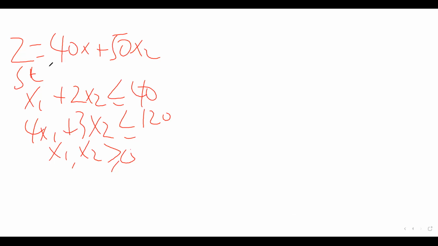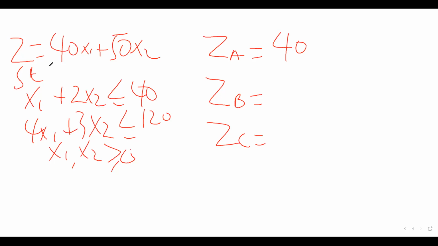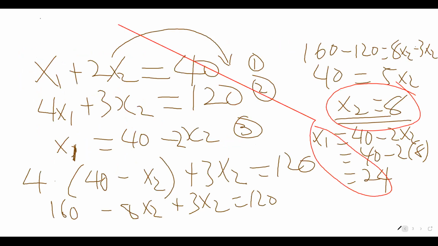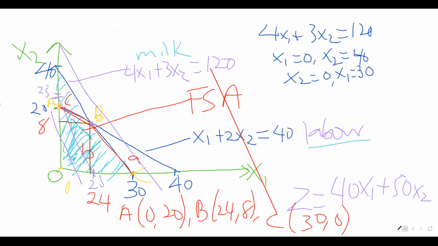So let's substitute. We'll calculate z at point A, then z at point B, then z at point C. Which one gives us the highest? For A, 40x1 plus 50x2. At the coordinates of A, x1 was 0, x2 was 20. So you go and substitute it there.